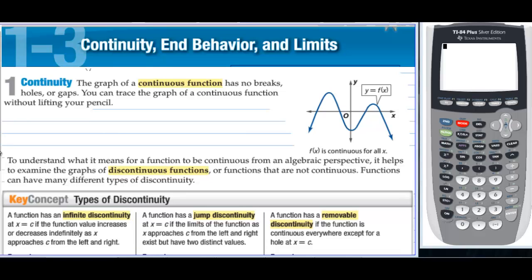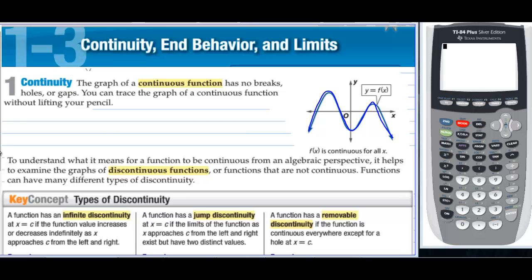1.3, continuity in behavior and limits. We have continuity. The graph of a continuous function has no breaks, holes, or gaps. In other words, you can trace the graph of a continuous function without lifting your pencil. So you should be able to just graph it and never lift your pencil. If that's the case, this is a continuous function.